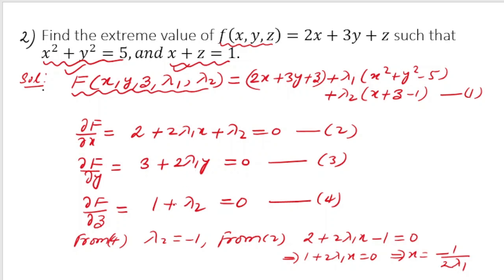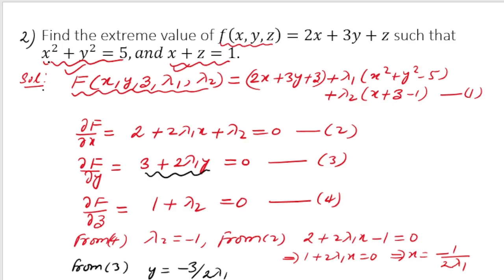Now if I look at the second equation, I am going to use this space because moving ahead will create some confusion. So from equation number 3, I will get y is equal to minus 3 by 2 lambda 1. So I am getting x is equal to minus 1 by 2 lambda 1 and y is equal to minus 3 by 2 lambda 1. So I am writing it here, x is equal to minus 1 by 2 lambda 1 and y is equal to minus 3 by 2 lambda 1. Okay. Now the best part is that we have got x and y both in terms of lambda 1.